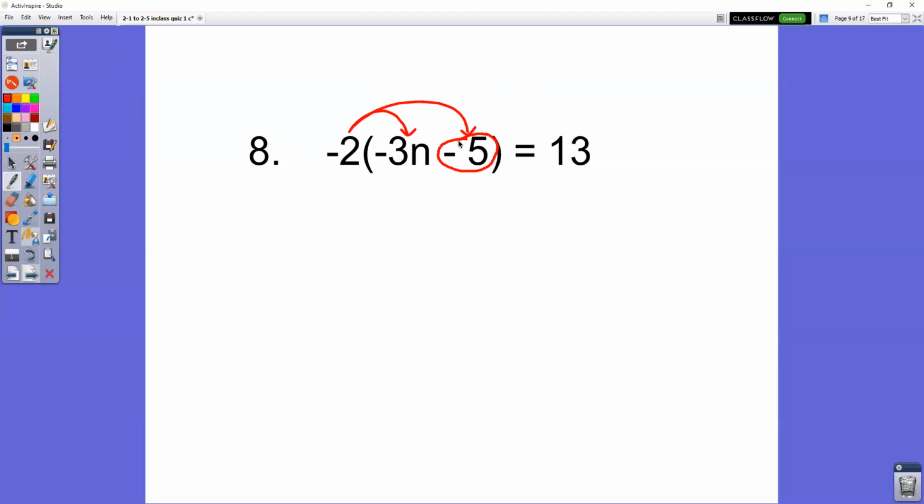Negative 2 times negative 3n is a positive 6n because the negative times a negative is a positive. Negative 2 times negative 5 is a positive 10. So we're going to write plus 10. Bring down your equals 13. Now you just have a two-step equation just like the ones that we did. We want to try and get the 6n all by itself, so we have to get rid of that plus 10 by doing minus 10 and minus 10.